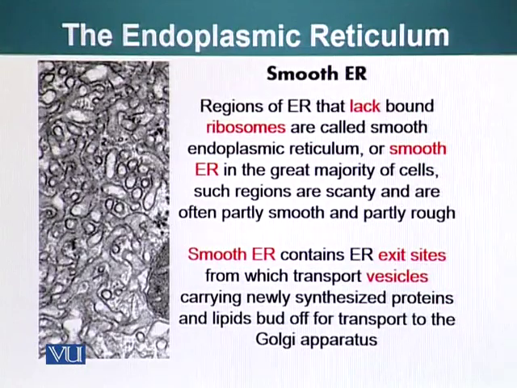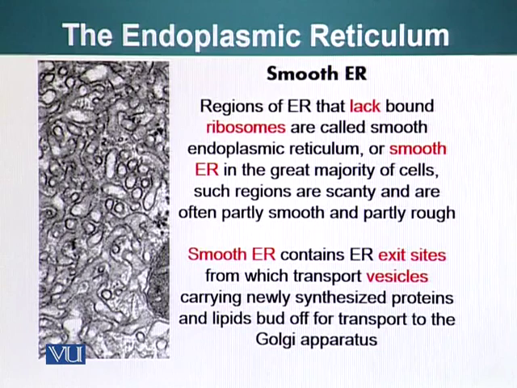First of all, briefly, a few words about endoplasmic reticulum and smooth endoplasmic reticulum in specific. Regions of ER that lack bound ribosomes are called smooth endoplasmic reticulum. And in great majority of these cells, these regions are not plentiful. They're just specific parts of the overall organelle which we call endoplasmic reticulum. Mostly it is rough and partly small portions of it are smooth.